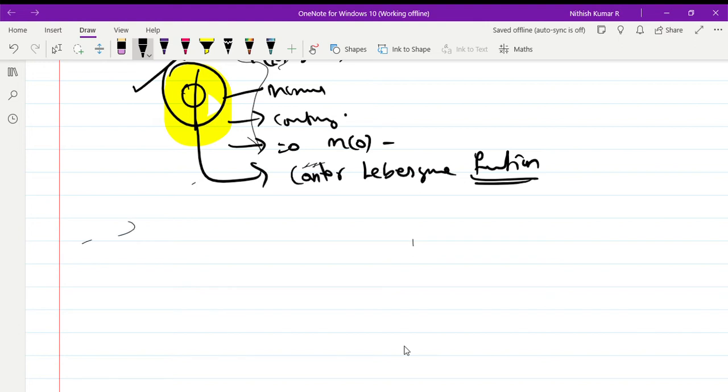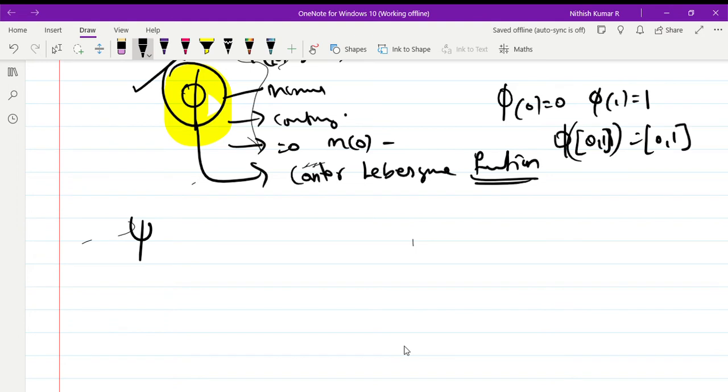Now we are going to define one more function, xi, on the closed interval [0, 1]. Moreover, phi of 0 is equal to 0 and phi of 1 is equal to 1, and since phi is an increasing continuous function, phi of [0, 1] is equal to [0, 1]. That is, phi maps [0, 1] to [0, 1] using the intermediate value theorem.